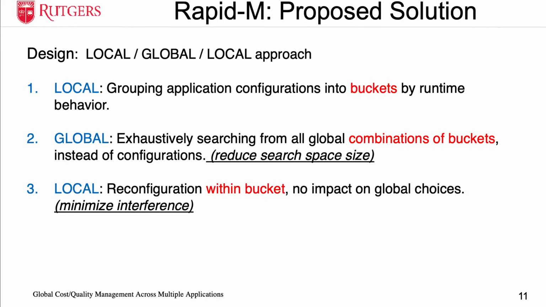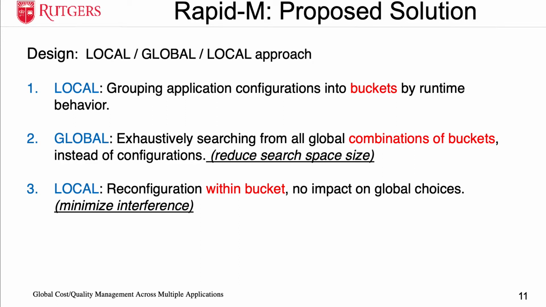Having such an observation, we invented this local mechanism to reduce the problem complexity and minimize interference. In the first step, we cluster the configurations based on their footprints and slowdown, and then during runtime, rather than searching from a combination of configurations, we search from a combination of buckets. In this step, the problem complexity is greatly reduced. Then, finally, applications can readapt themselves within the assigned bucket. Given that all configurations in the bucket have similar behavior, reconfiguring within the bucket will not introduce great impacts to others. Therefore, the interference is minimized.